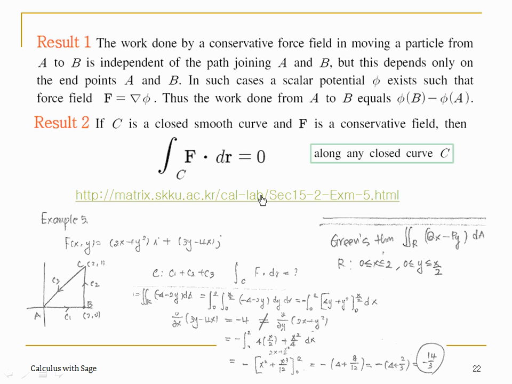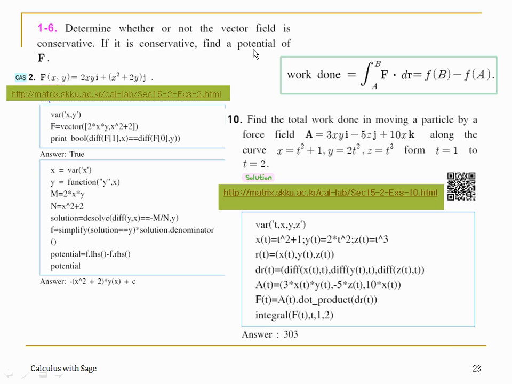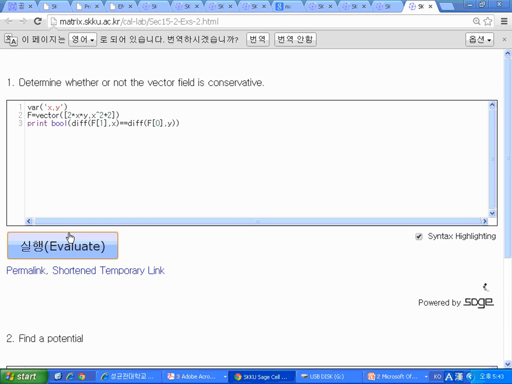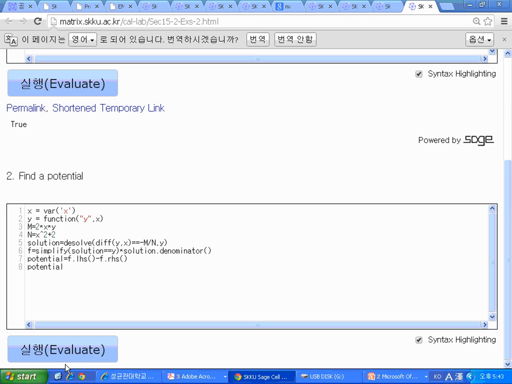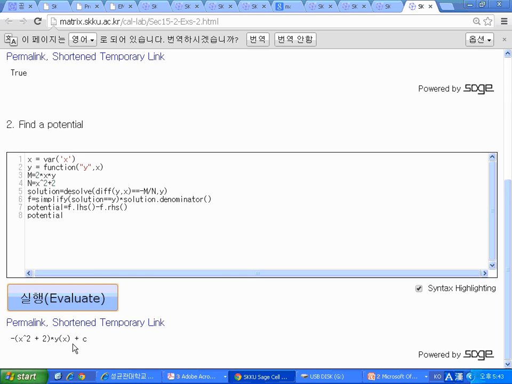And now I have shown you the Sage code to solve these problems. These are examples in section 15.3. We check whether it is conservative or not, and find the potential of f for this function. This code tells us whether it's conservative or not. We check this is conservative, and we find the potential function with this code. I expect you to just use code to deal with the problems.